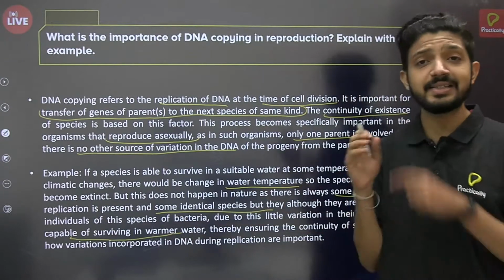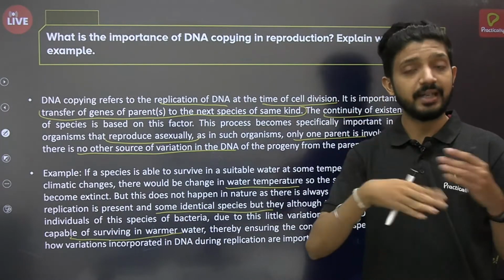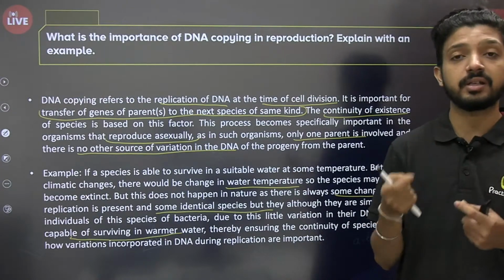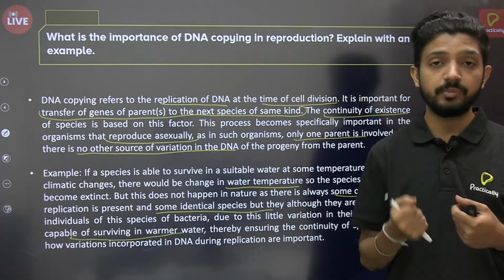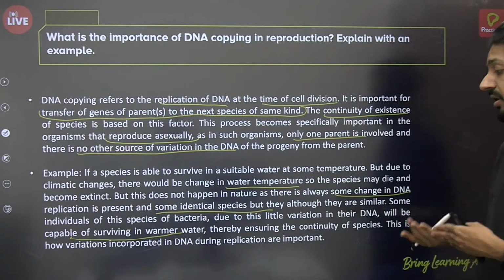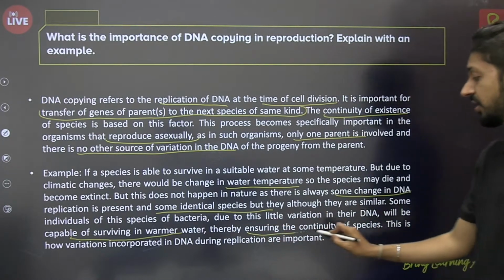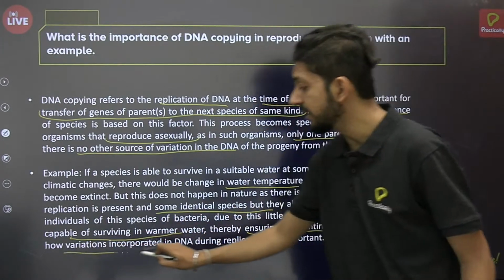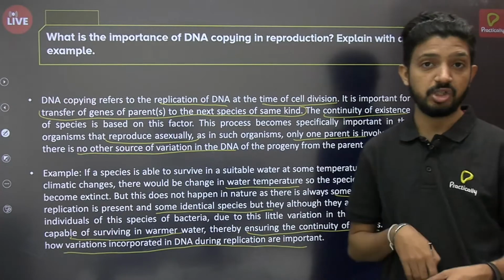So if there is little change in the DNA and that gets copied and continues further, the next generation of that bacteria or that organism will be able to survive the warm temperature, and in this way the continuity of progeny will happen. So hence ensuring the continuity of species. And this is how variations are incorporated into DNA due to replications, which are important.